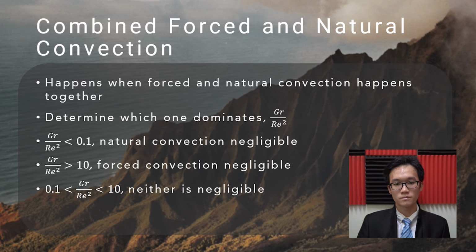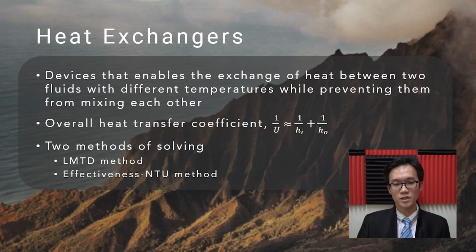Heat exchangers are devices that enable the exchange of heat between two fluids with different temperatures while preventing them from mixing with each other. The overall heat transfer coefficient needs to be determined using the equation displayed, since it involves two types of fluids. There are two methods of solving heat exchanger problems: the log mean temperature difference, also known as the LMTD method, and the effectiveness-NTU method.